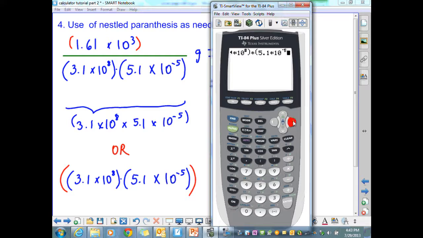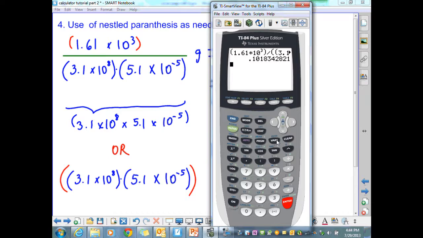Again, use the right arrow key to get out of the exponent, close the parentheses, and I'm going to close it again for the entire denominator, and now we press enter. And that is our correct answer. It's going to be roughly 0.10 to the correct number of significant figures.